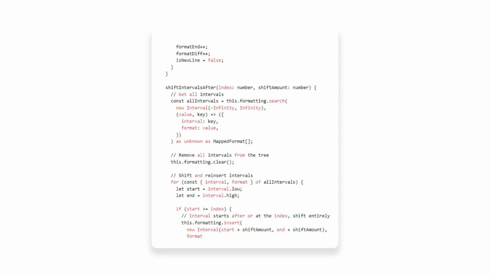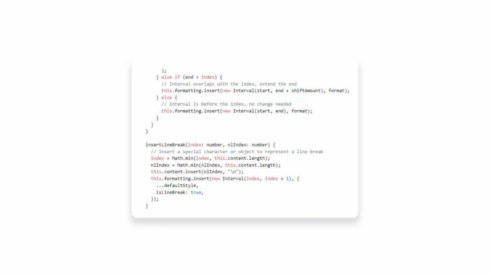1. Formatting increment. Wrapping up the insert JSON method, this increases format end and format diff to extend the range for the current formatting and sets isNewLine to false. 2. Shifting formatting intervals. The shift intervals after method retrieves all formatting intervals within the content. It clears the existing intervals and then iterates over each interval. For intervals that start at or after the specified index, it shifts their start and end points by the shift amount and reinserts them into the formatting structure, effectively adjusting their positions in response to content changes. This is how we keep our data structures, which are so important for performance, completely in sync.